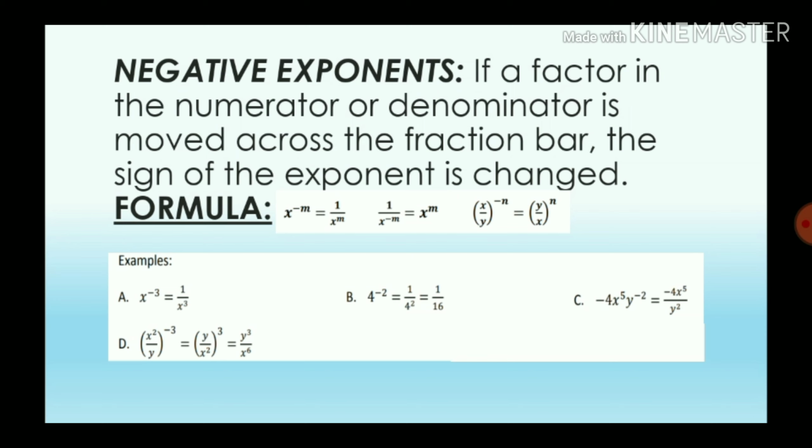A. x to the power of negative 3 is equal to 1 over x to the power of 3. D. x to the power of 2 over y to the power of negative 3 is equal to y to the power of 3 over x to the power of 2, to the power of 3, is equal to y to the power of 3 over x to the power of 6. B. 4 to the power of negative 2 is equal to 1 over 4 to the power of 2, is equal to 1 over 16.